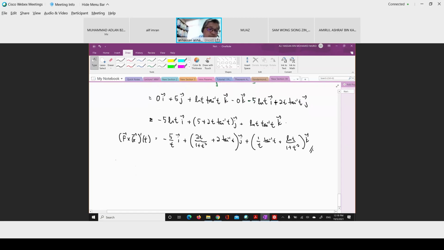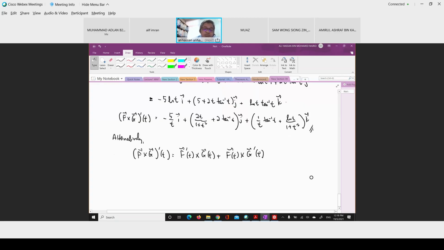Alternatively, we can use the product rule for f cross g. It is f prime t cross g plus f t cross g prime. Of course, this involves evaluation of two determinants. So I leave it to you to try this out and show that it leads to the same result as in the first approach.